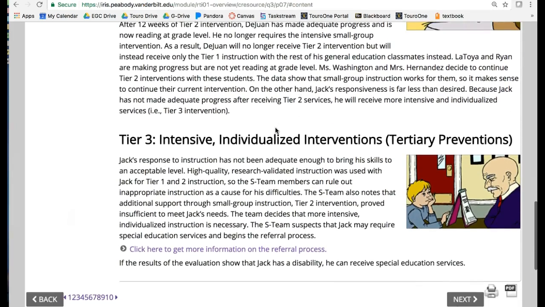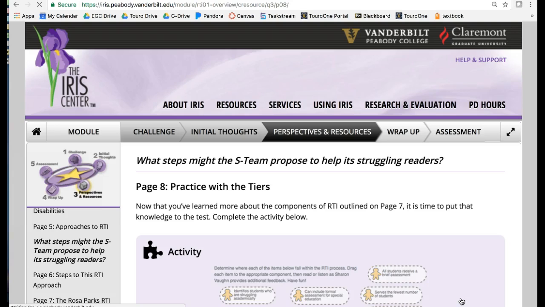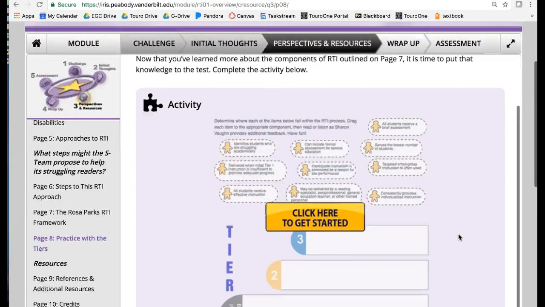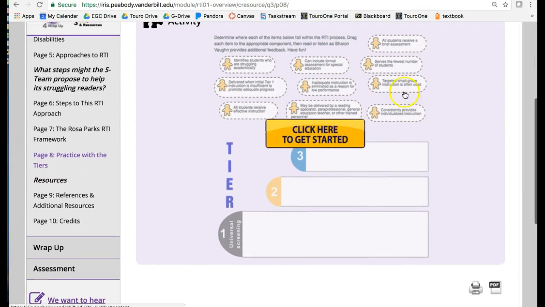And in the end, it was only one student who really needed to move into the intensive individualized interventions, and that student was then recommended to be assessed for special education services. And at the end of the evaluation, it was shown that that student did have a disability and would need those services. So as you can see, there are all these parts to really understanding and working with students.